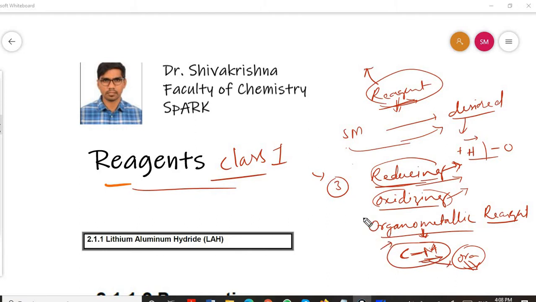Why do we need to classify the organometallic reagents separately? Their application is very much enhanced when compared to other reducing agents. These are the next generation reagents and catalysts. That's why we especially emphasize the organometallic reagents as a separate class. Okay, so the first reagent: lithium aluminum hydride.